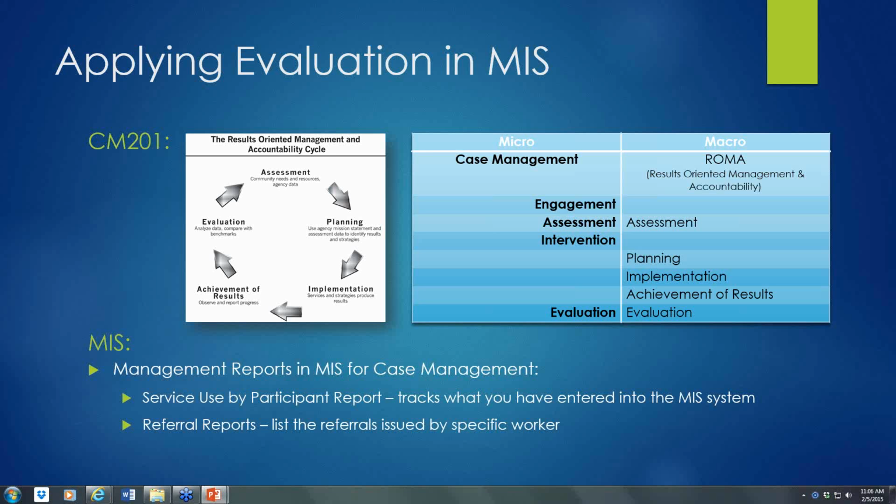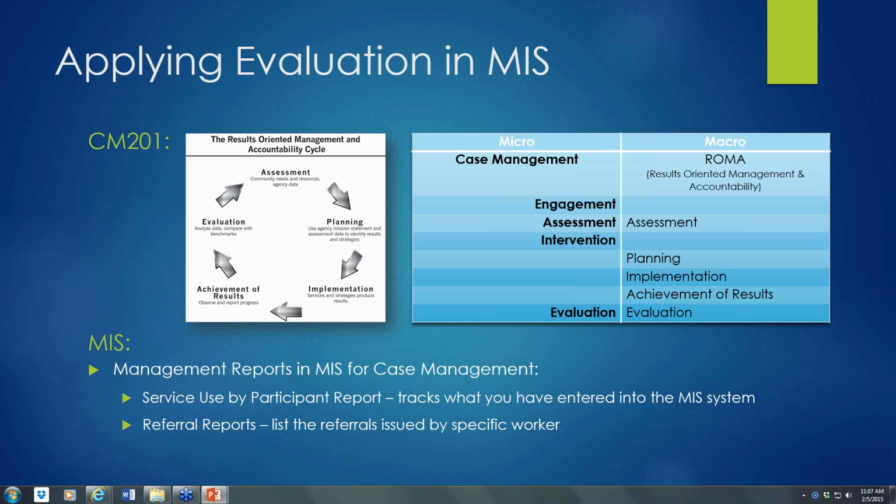Then there's the achievement of results, and this is really observing and reporting the progress. So this is really starting that evaluation phase. You're looking at what progress the clients have made, and then you're reporting them in some fashion. And the MIS is one way in which you can consolidate that information and report it in a streamlined fashion. And then you're also looking at evaluation, where the agency really takes that step back and analyzes the data and compares it with any benchmarks that they've set, as well as what those targets are for the state and the nation.